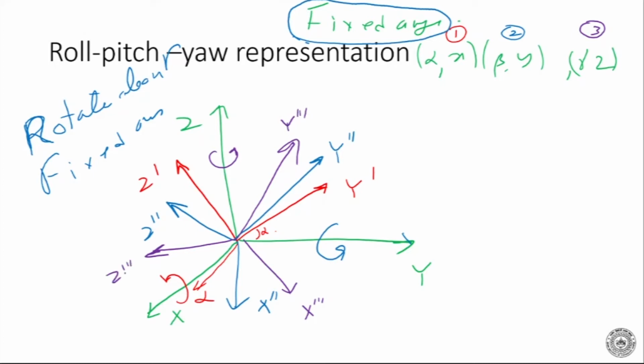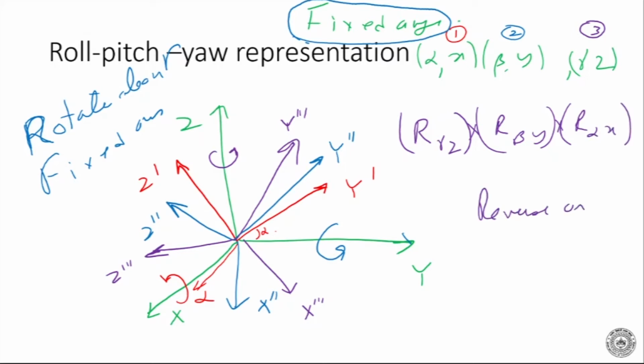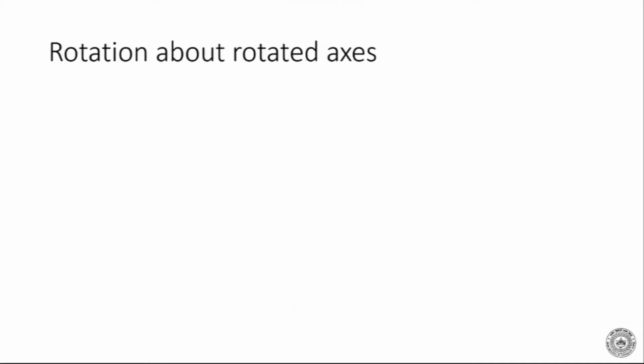Now when I make the combined rotation matrix, I'm going to multiply R gamma about z, then R beta about y, then R alpha about x. So I've reversed the order. So we reverse the order of multiplication. Please note this. So this is called the fixed angle rotation, also called the roll pitch yaw rotation. Now you can also rotate about the rotated system, rotation about rotated axis. These are sometimes called Euler angles.